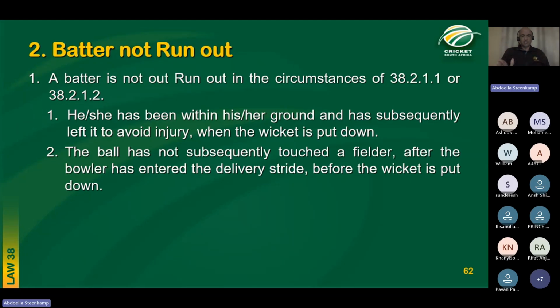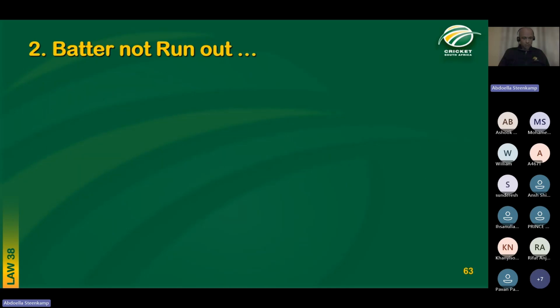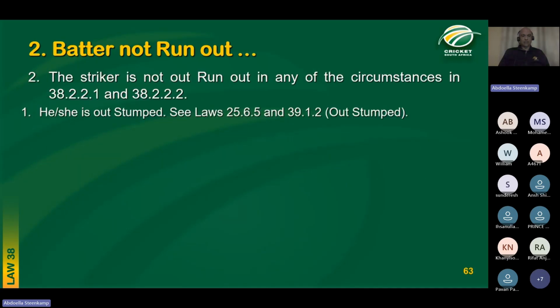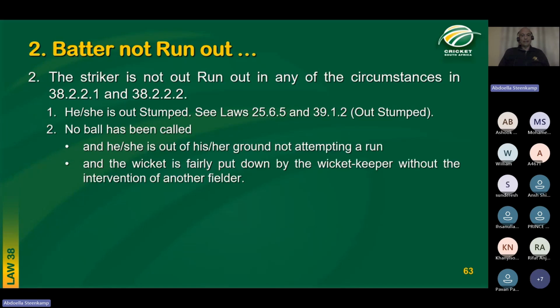If there's no touch, even if it goes against the stumps, even if the non-striker is outside the ground, your answer to that appeal will be not out. They'll ask you why, and you say, the law wants one of you to touch it. None of you touched the ball. That's why I'm going not out. And then lastly, when a batter will be not out, a run out. I need to give you an example to illustrate this.